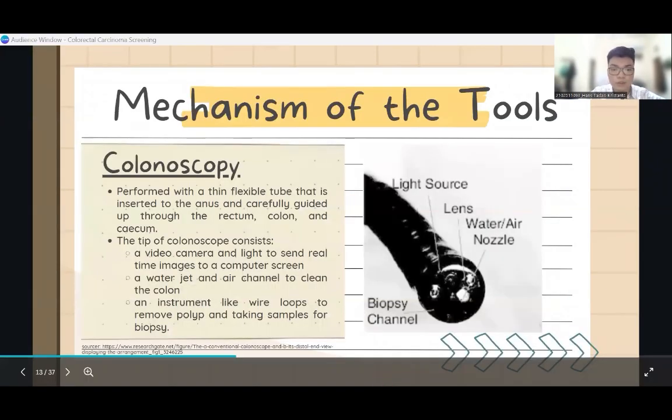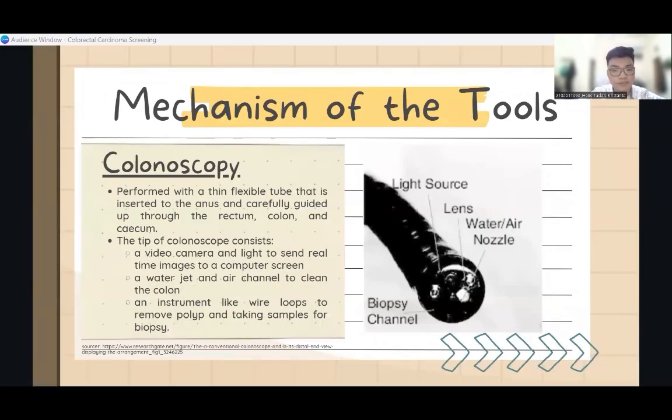Okay, the next one is colonoscopy. It is performed with a thin flexible tube that is inserted into the anus and carefully guided up through the rectum, colon, and cecum, and it can go as far as reaching the terminal ileum. It is controlled with a handle and has several instruments.